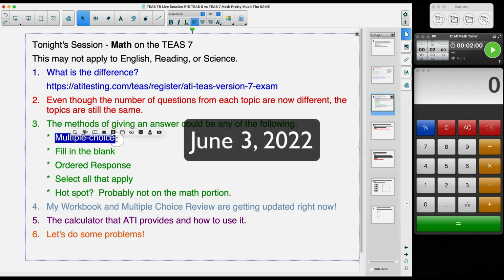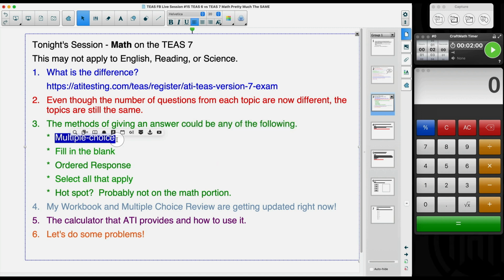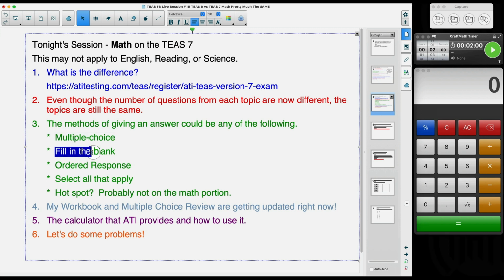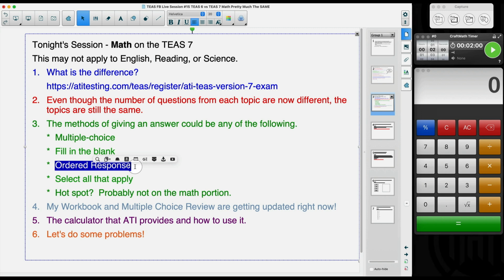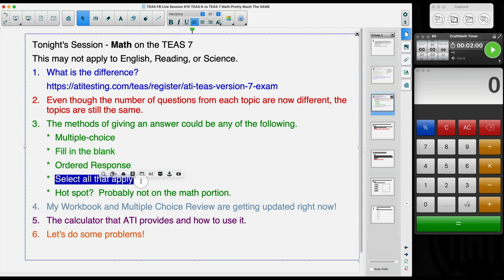But again, for those of y'all, math, T6, T7, the topics are the same. The number of questions are going to be a little bit different, and the way that you're going to answer some of the questions. For example, multiple choice, that's always been there. Fill in the blank, we're going to see that tonight. Ordered response, you will have to drag and rearrange some things. And I have purchased ATI's new T7 resources, and this other one, select all that apply. I did not see that on their math practice.